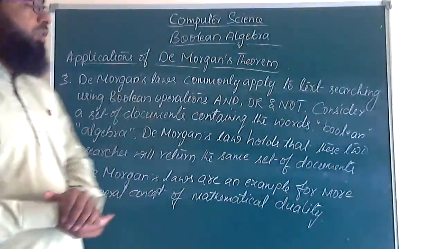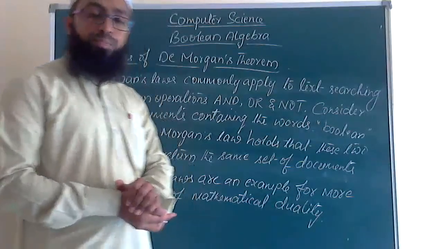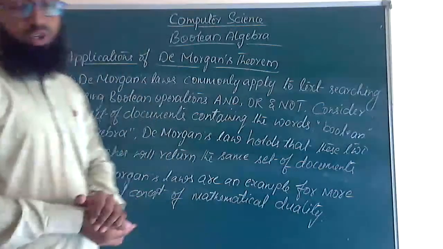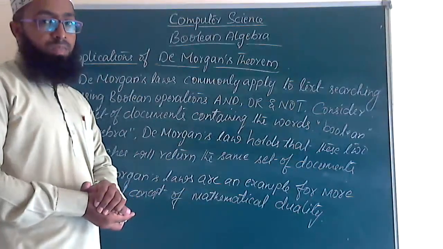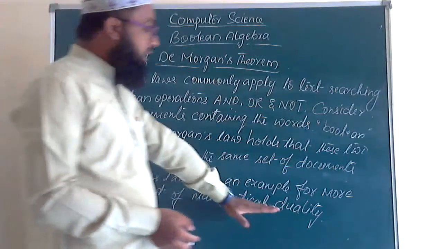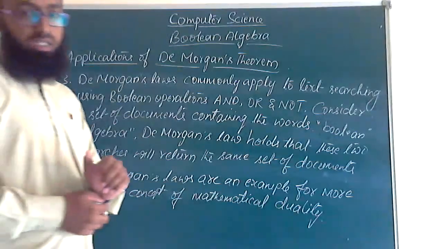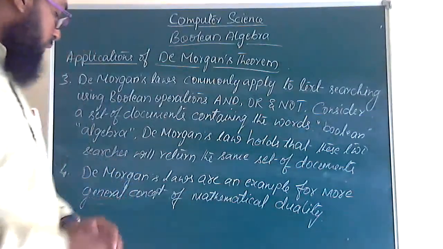The last point is that De Morgan's theorem is an example for the more general concept of mathematical duality, as you know, the principle of duality. For that purpose, this De Morgan's theorem is very much suited. Hope you have understood this.